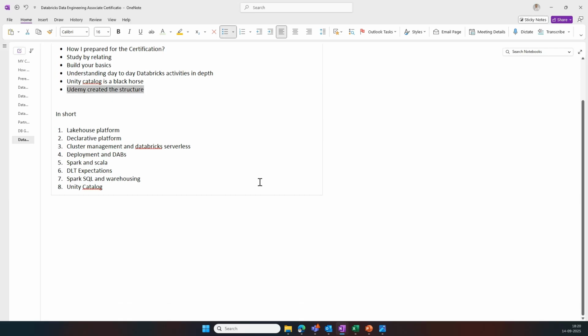So in short, these are the topics I would suggest. Still people ask what topics they should learn. These are the topics you must know in depth when you say that you are ready for the exam. First is the Lakehouse platform.